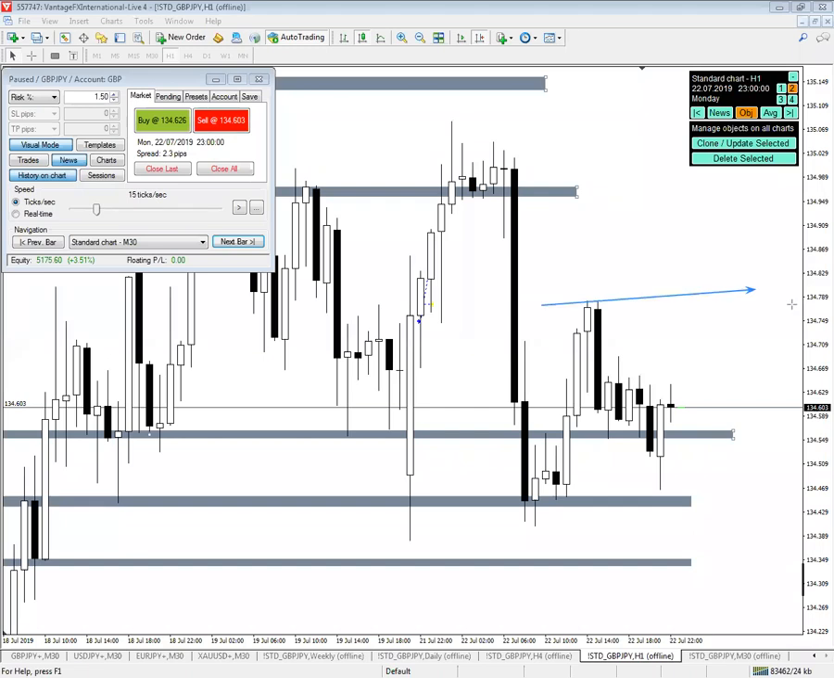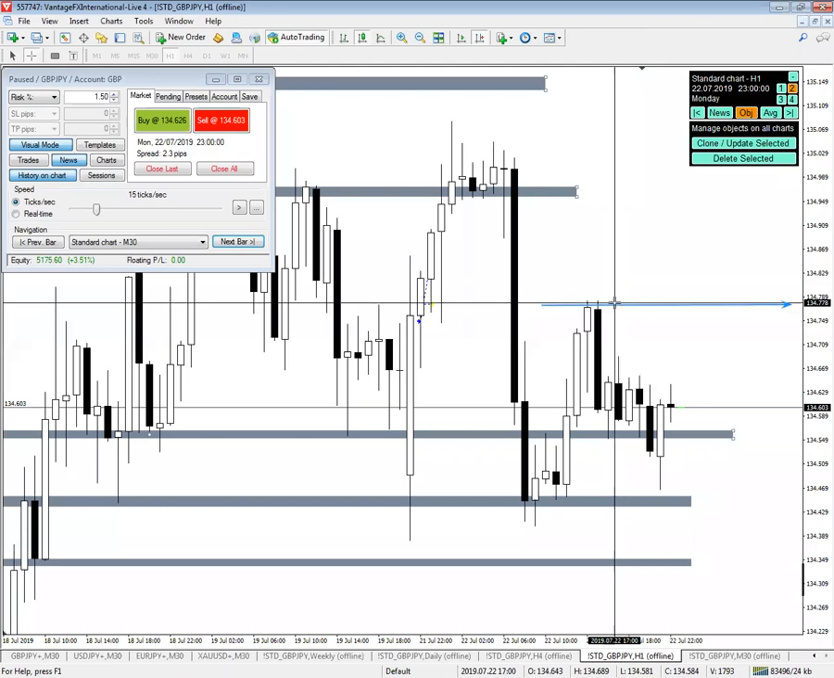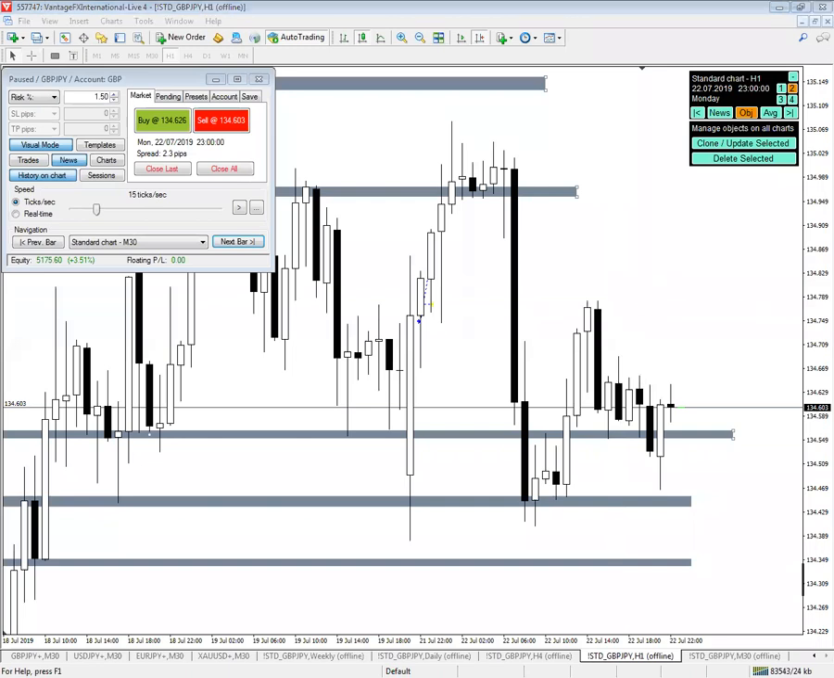around 134,780, that sort of area. So we're looking at like 13 pips. Yeah, that's what I see for buys. I'm not sure about any sells yet.